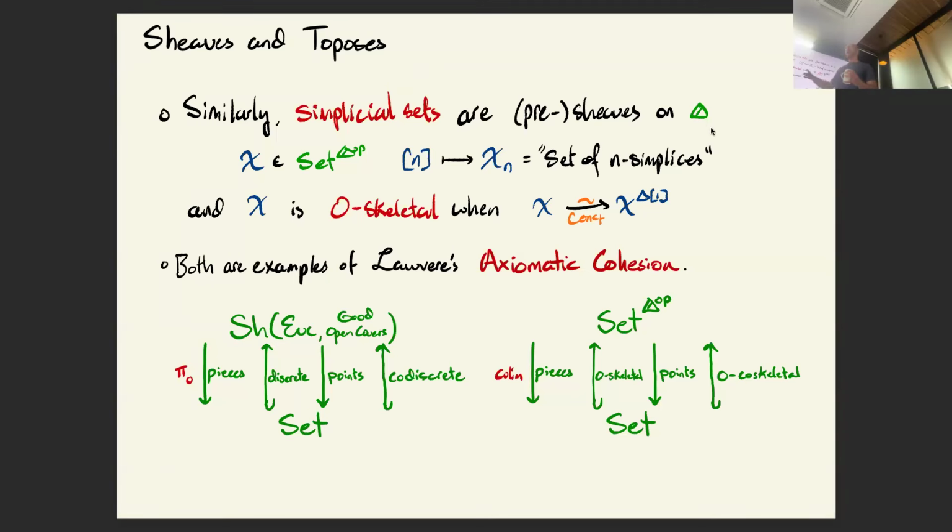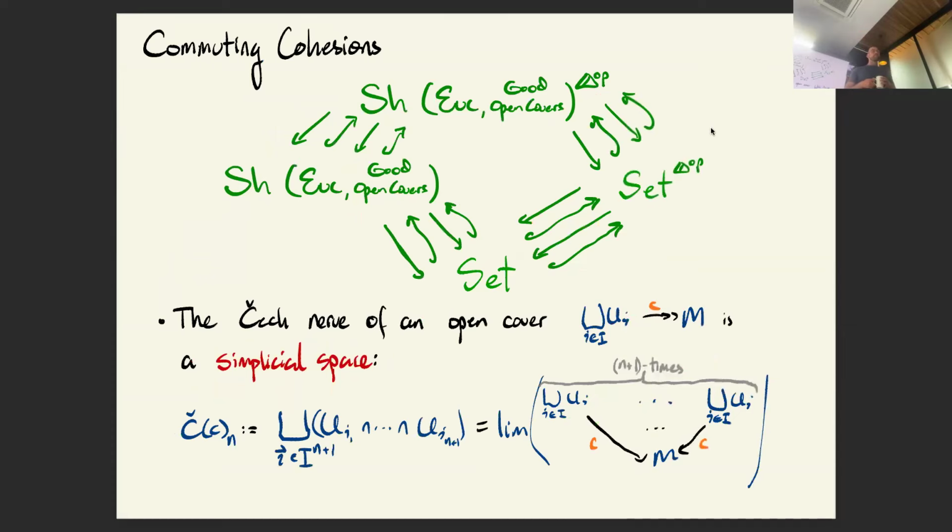And finally, there's this extra adjoint, right? In this case, we can take the connected components of a manifold. And in this case, we can take the colimit of this simplicial diagram, which turns out to give the connected components of the simplicial set. So there's a strong analogy between these two. And in fact, we can do them both at the same time.